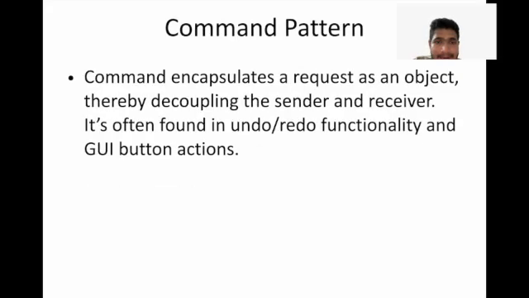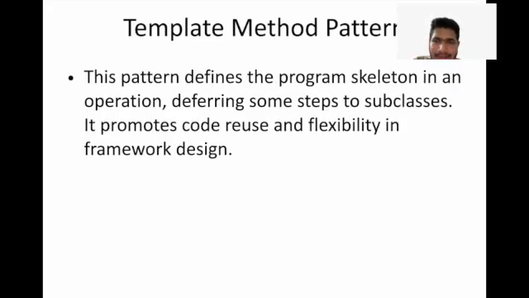Command pattern. Command encapsulates a request as an object, thereby decoupling the sender and receiver. It's often found in undo and redo functionalities and GUI button actions. Template method pattern. This pattern defines the program skeleton in an operation, deferring some steps to subclasses. It promotes code reuse and flexibility in framework design.